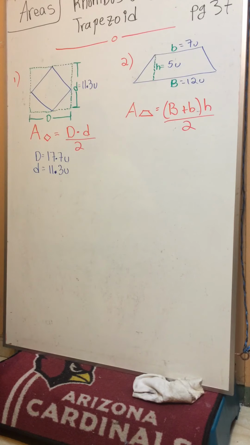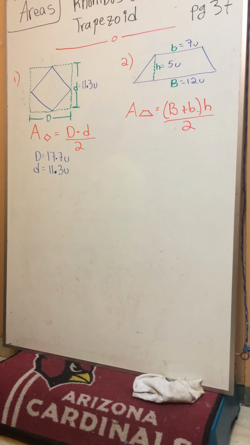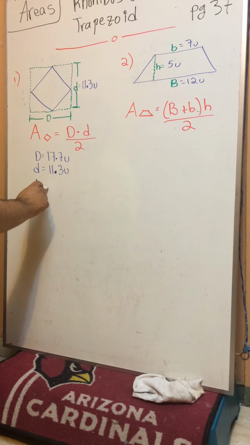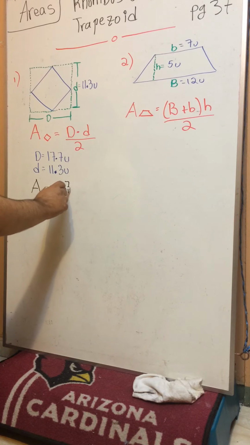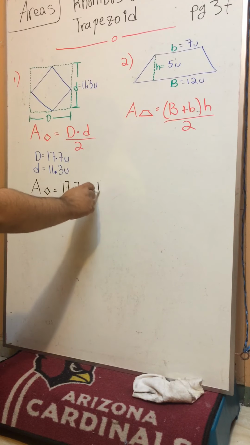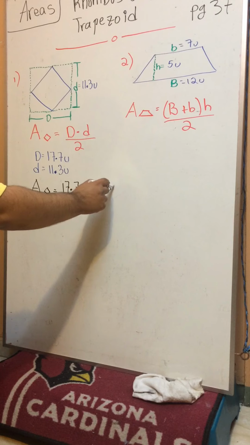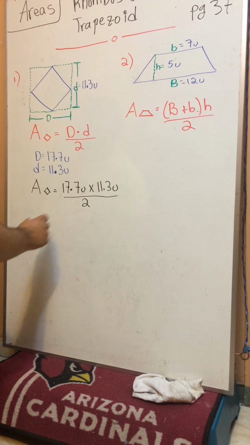Here we have the measurements of the first diagonal, the bigger one, and the smaller one. So we just apply the rule. The area of this rhombus is going to be 17.7 units times 11.3 units divided by 2.